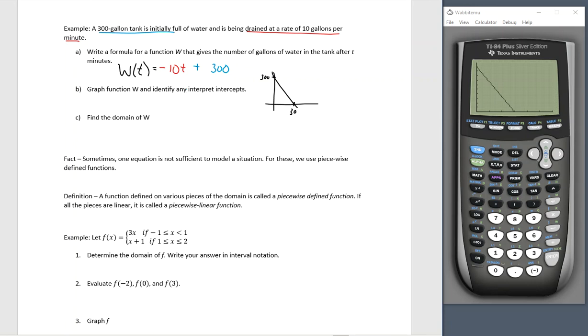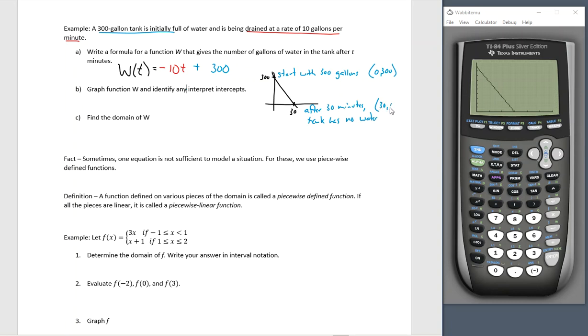So let's look at what these mean individually. The first intercept means we start with 300 gallons of water. And this is the point (0, 300). Now the x-intercept tells us that after 30 minutes, the tank has no water.